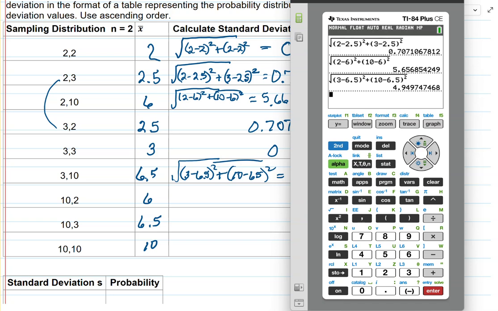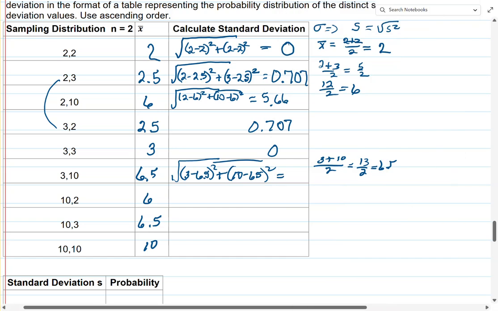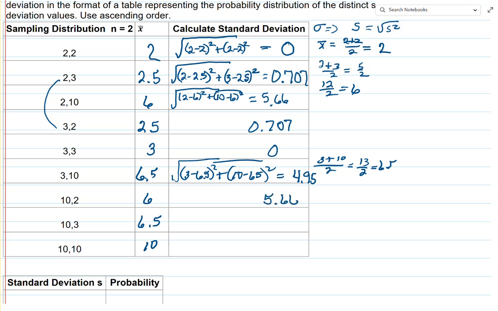So on this one, I have 4.95. Okay, I have a 6 here, which is a 10 and a 2. So that is a 5.66. A 6.5, which is a 10 and the 3, which I did up here, right here. So all the same. So it is a 4.95. And then the 10 is 0.